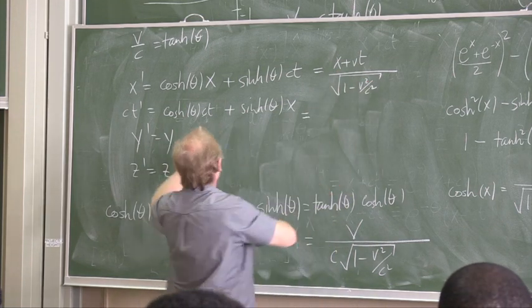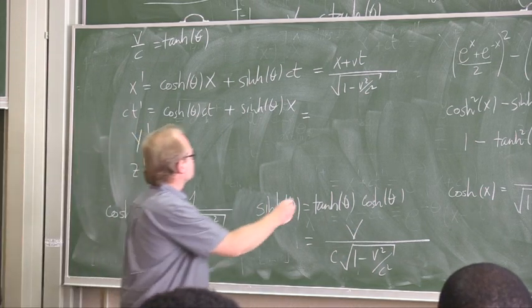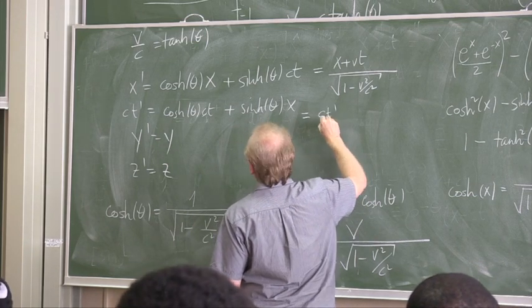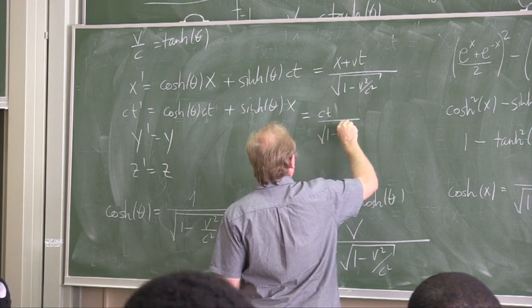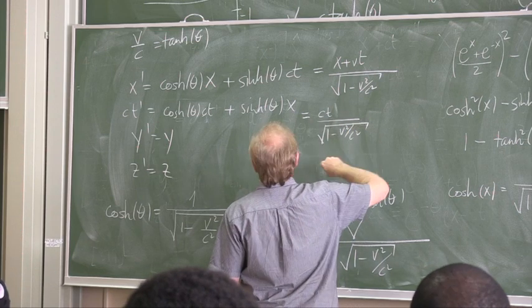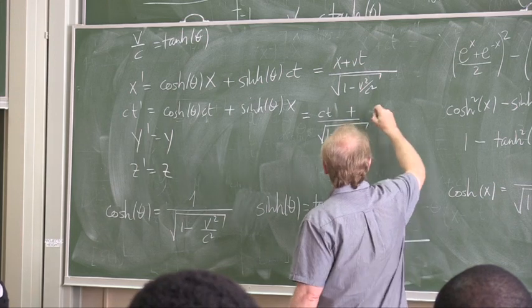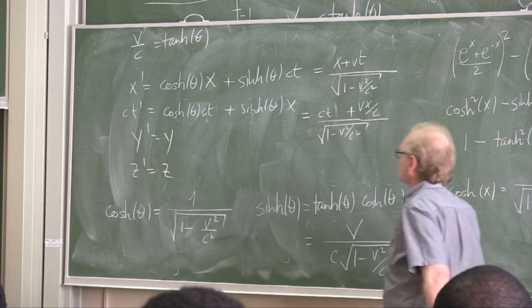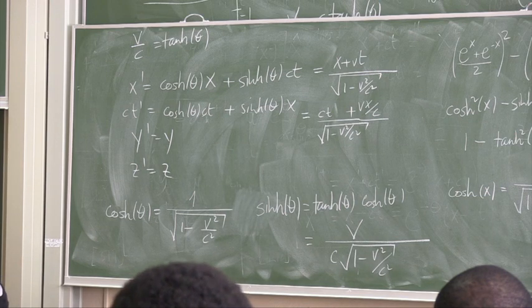and from this equation we've got ct over the square root of 1 minus v squared over c squared, and then this I guess we can write as plus vx over c. And if you have seen the Lorentz transformations before, that is probably the form in which you saw them.